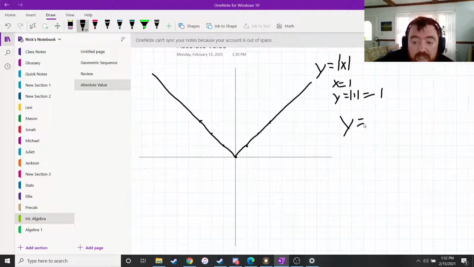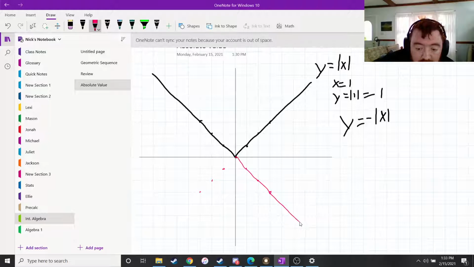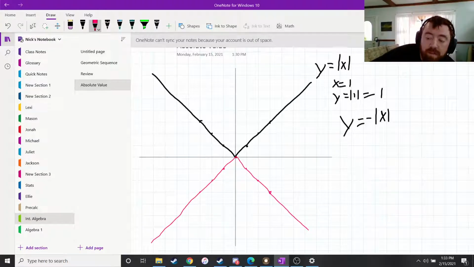If you had y is equal to the negative absolute value of x, then rather than opening upwards, we're going to see the exact same thing, but it's going to go downwards. Because think about it, we're taking the negative value of the absolute value. So whatever we would get for the absolute value, we're then going to make it negative. It's going to look like that instead. Remember, that's only if you have the negative on the outside.